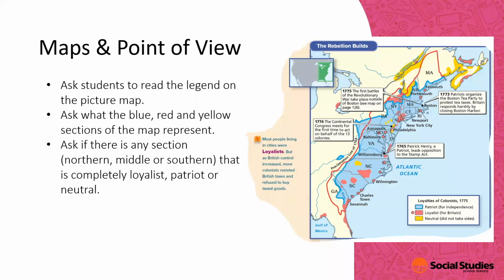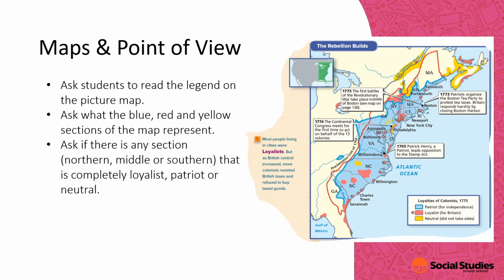Mapping skills are so important, and maps can be a strong visual support to help students think critically. Having students read map legends can help them visualize as they grapple with content and answer the questions you pose. Asking students questions such as these, with the visual support of the map, helps students understand that different people or different groups of people had different points of view during the same historical event or time period.